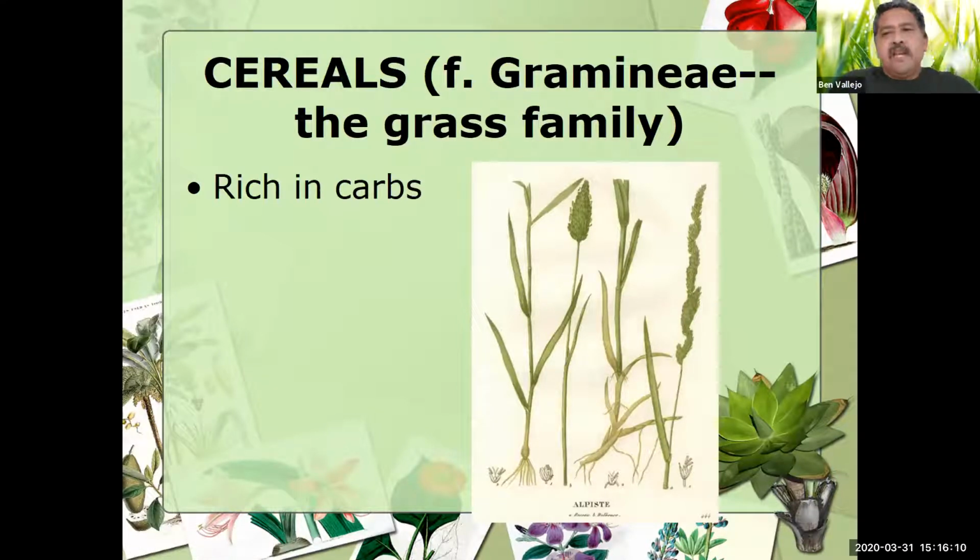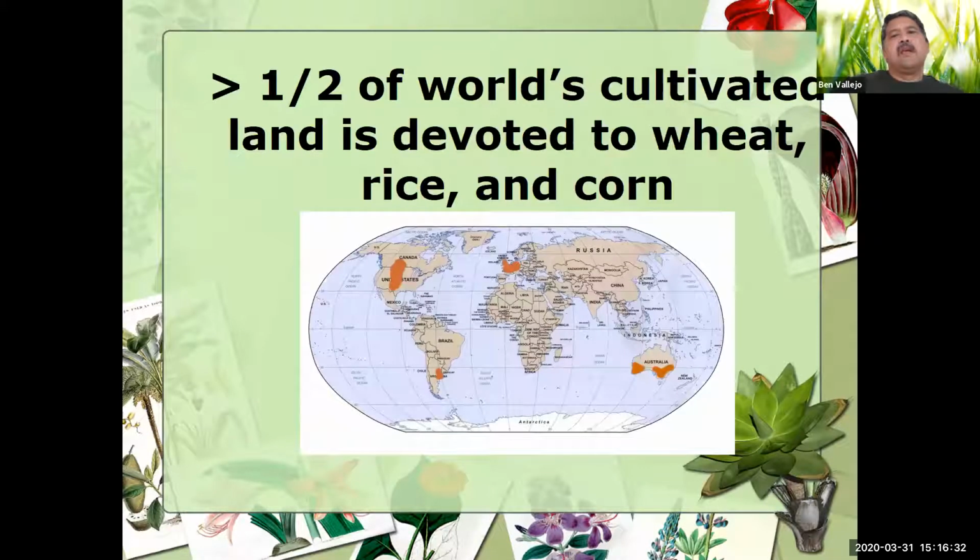Most of the foods that we have are from a particular family in the kingdom Plantae. That's the family Gramineae. That's the grass family, and those are the cereals. These make good foods because these are rich in carbohydrates, so they make a very good energy source. More than half the world's cultivated land is devoted to wheat, rice, and corn.